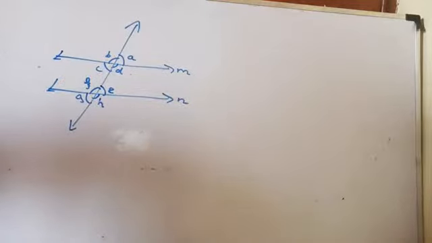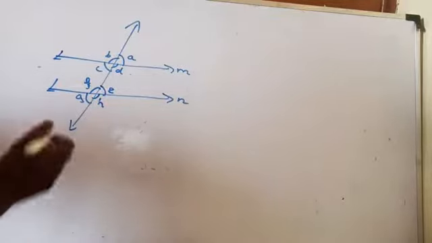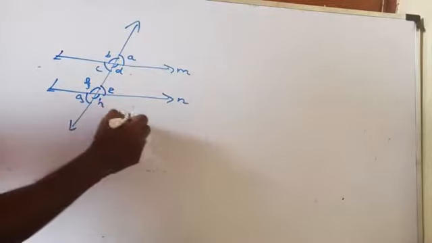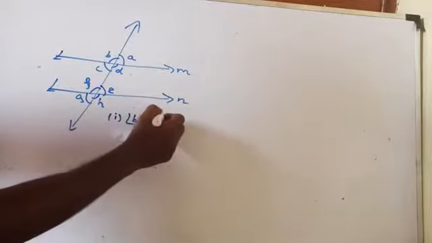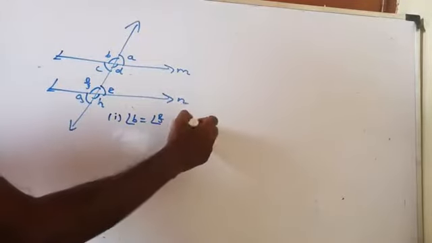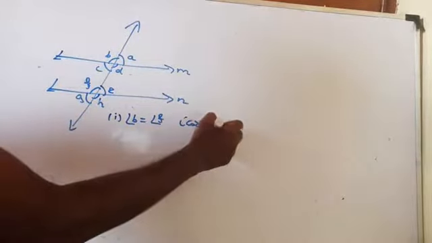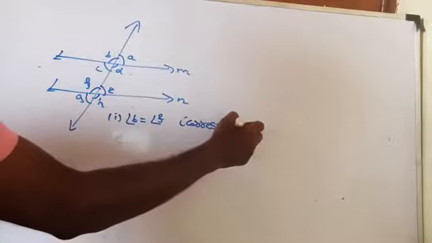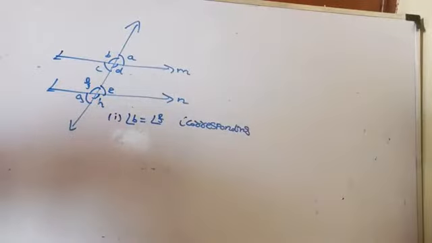Now, if M is parallel to N, which is already given, then angle B equals angle F. You have to tell the reason. What is the reason for that? Yes, corresponding angles. If two parallel lines are intersected by a transversal, then the corresponding angles are equal.